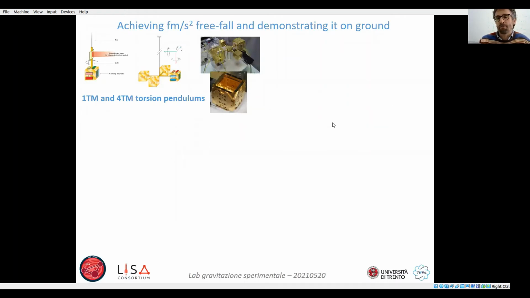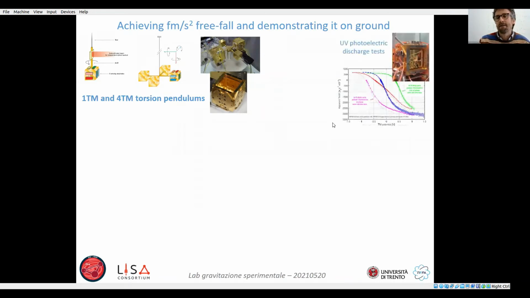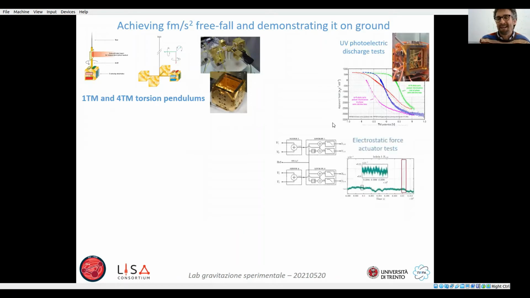And so you really need a measurement. And we've done this on the ground with torsion pendulums. I'll just show a few of the things that we are testing or have tested. So we measure the photoelectric discharge of the test mass. We've been testing electrostatic actuators, which are generating nanonewton forces, but have to be stable at the femtonewton level.